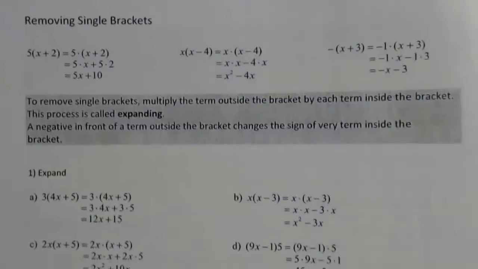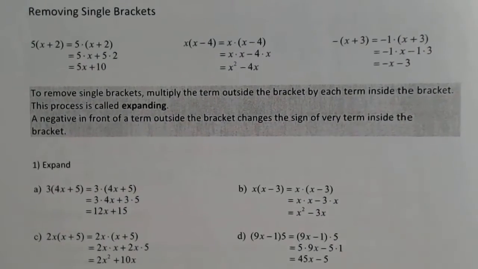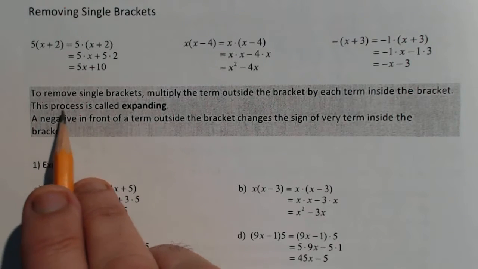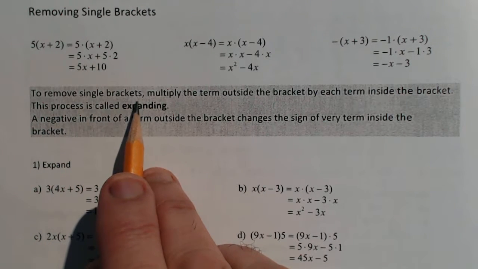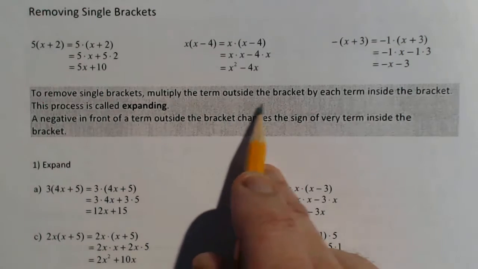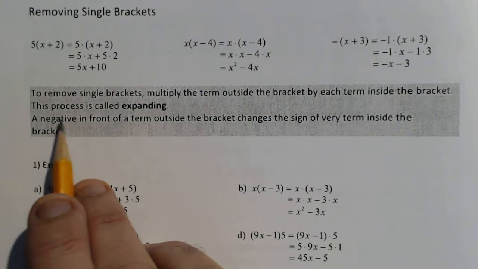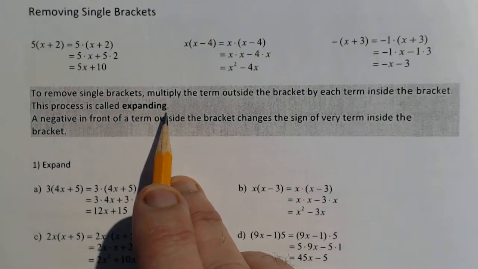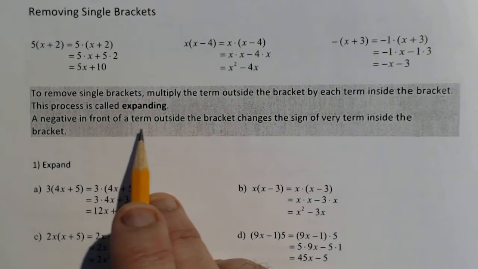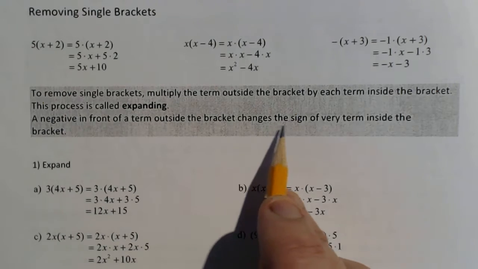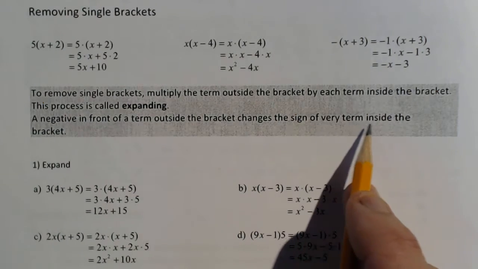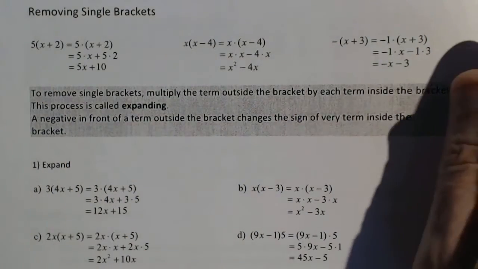So the rule is this. To remove single brackets, multiply the term outside the bracket by each term inside the bracket. This process is called expanding. A negative in front of a term outside the bracket changes the sign of every term inside the bracket.